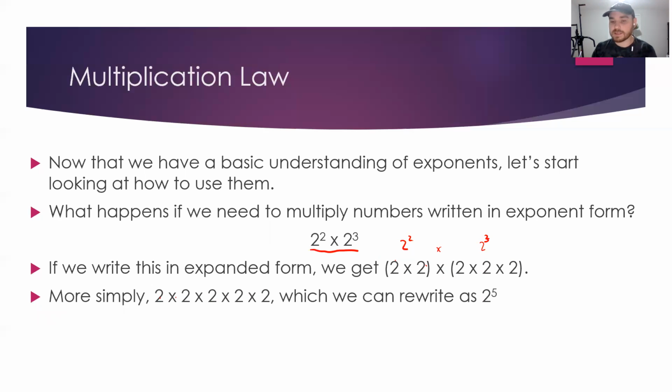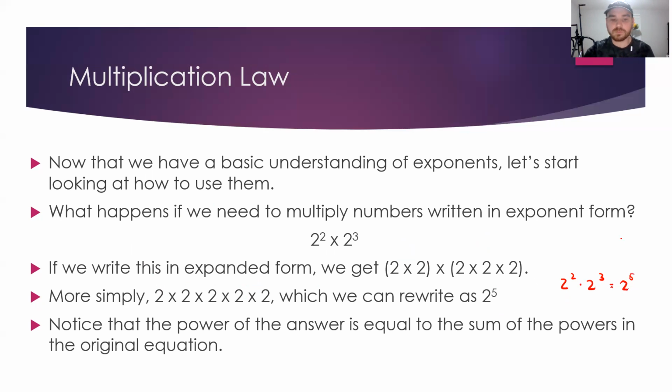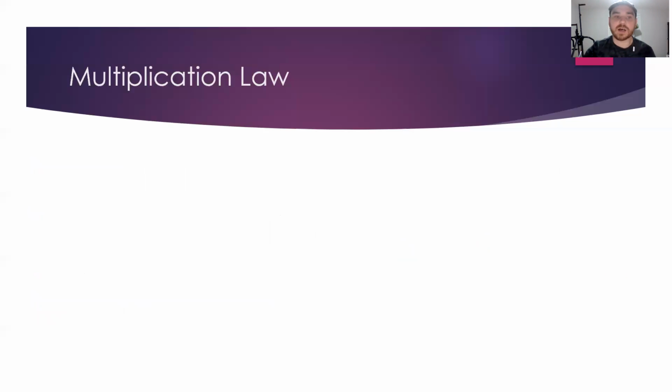So we can just rewrite this in exponential form. We have 1, 2, 3, 4, 5 2's being multiplied, so we can rewrite it as 2 to the fifth, which means that overall 2 squared times 2 to the third is equal to 2 to the fifth. And you'll notice here that the power of the answer is equal to the sum of the powers in the original equation. And that's what multiplication law really talks about.